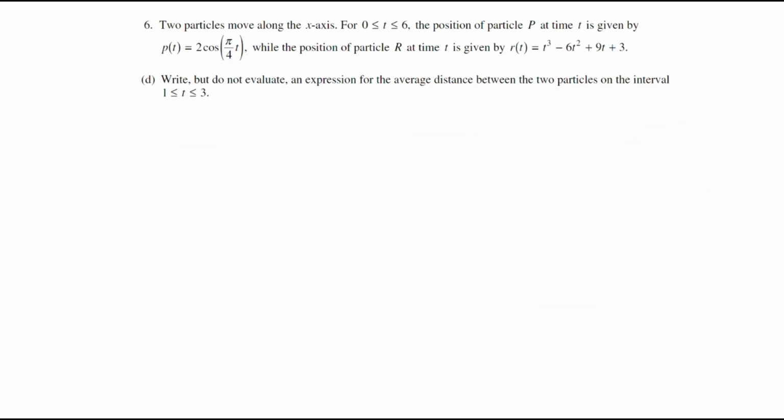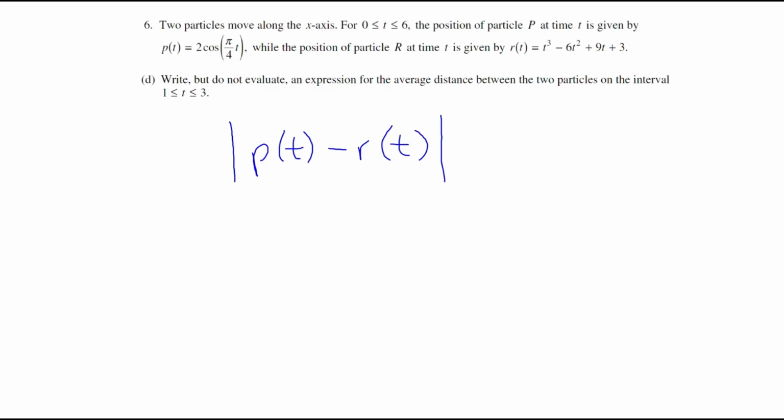All right, and in part D, we're asked to write, but not evaluate, the expression for the average distance between the two particles on the interval from 1 to 3. Well, the distance between the two particles should just be the positions minus each other. But since we're not always talking about one of them being to the left or to the right necessarily, we can just say the distance between them is the absolute value of P of t minus R of t. Right? That'll be the distance between them.